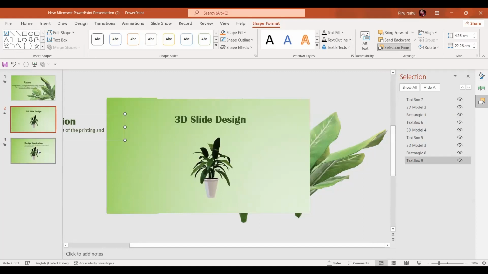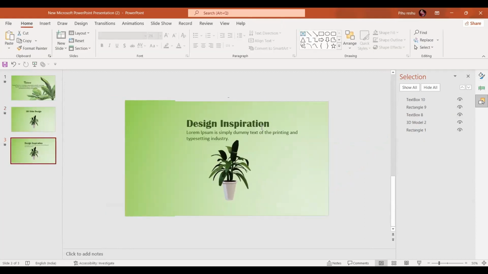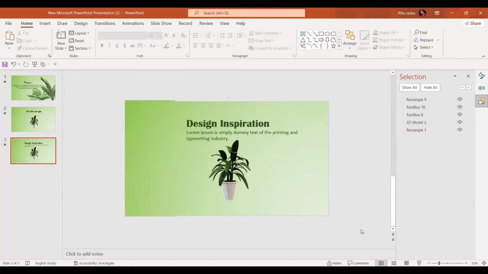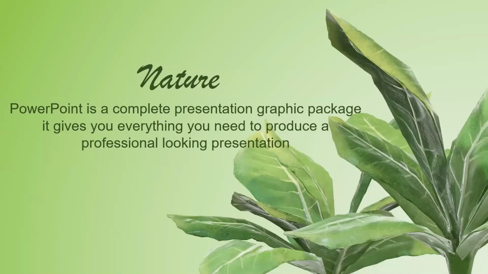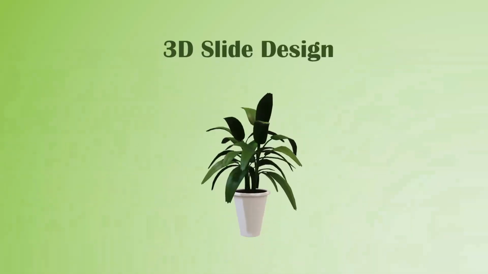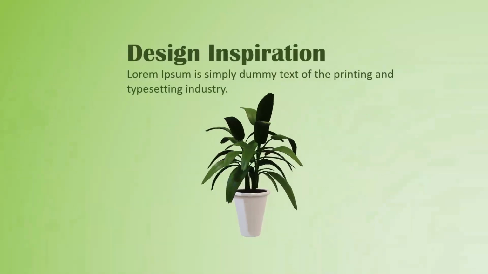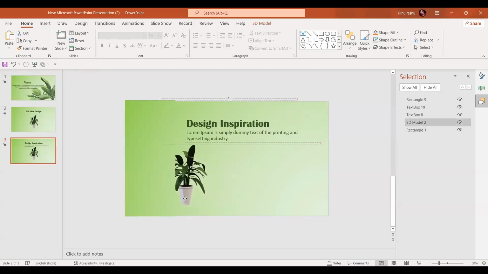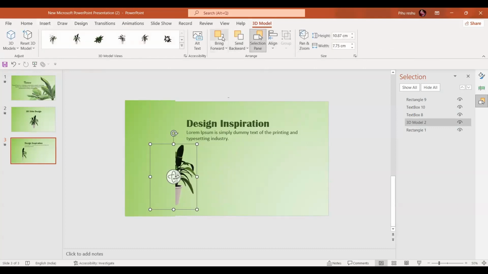Okay, now let's go to slide number 3 as well, and here also we have to make sure that this text box should be behind our rectangle 9. Okay, now let's just have a preview. Beautiful. Now we are going to shift this plant to this side. Okay, and one thing, we just have to bring it forward. So let's go to the 3D model and bring it forward like this.